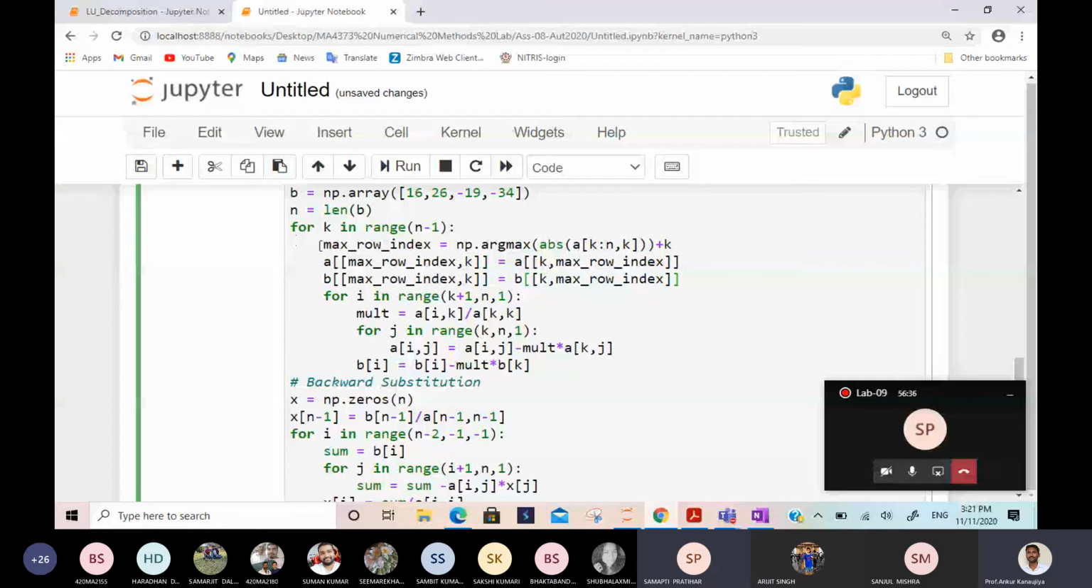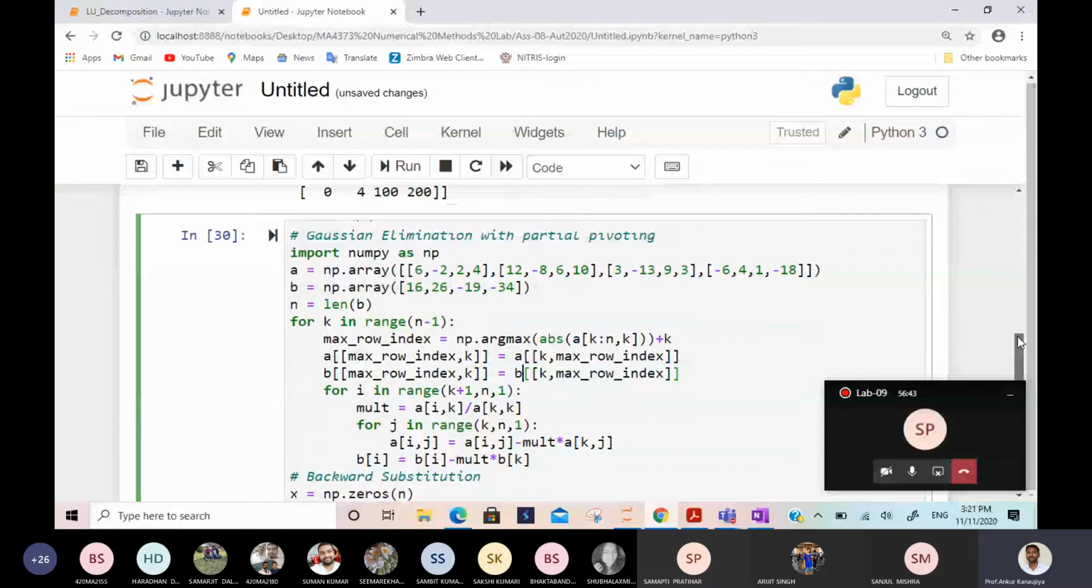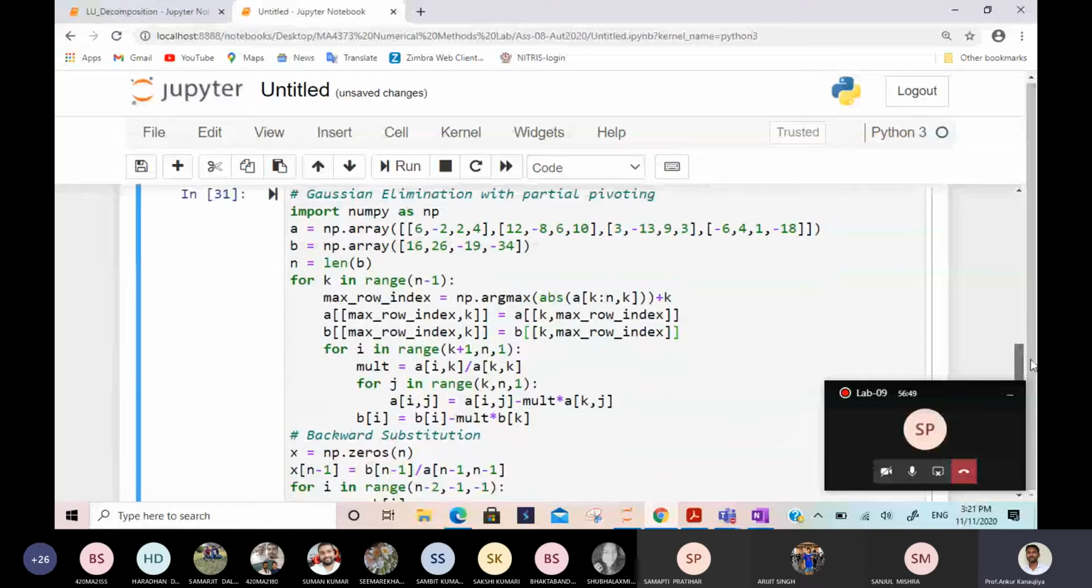So these three lines: one is finding the maximum index, and that index I interchange with the kth row. So B is also changed. Now I am running. The answer is coming perfectly, 3 1 minus 2 1, done. So only if you add these three lines, you will get the Gaussian elimination with partial pivoting.